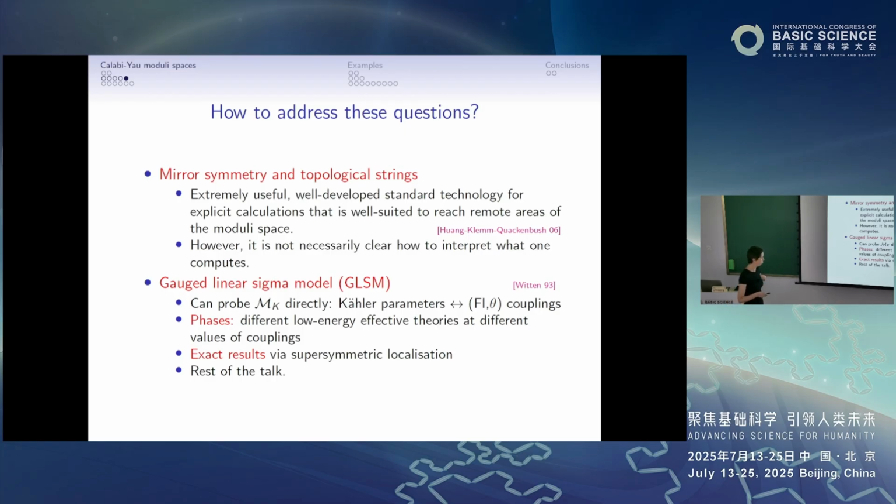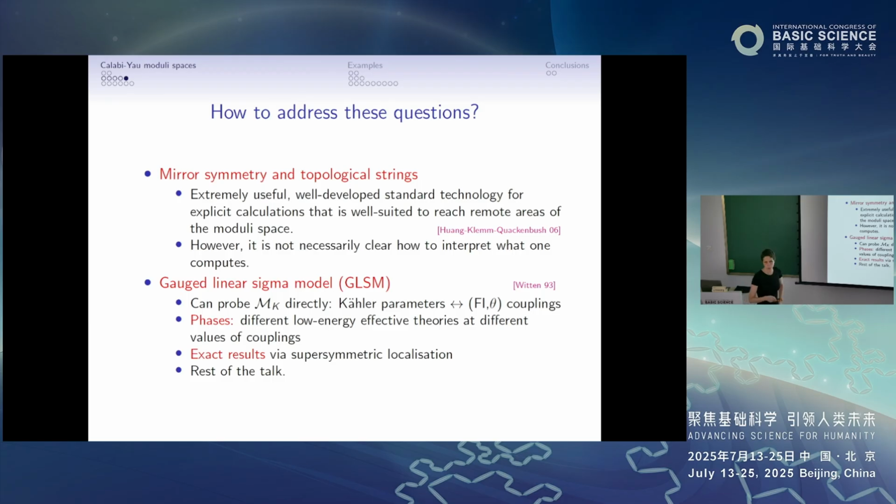Basically, the GLSM can probe the full stringy Kähler moduli space directly. The reason it can do this is that the GLSM, as a supersymmetric gauge theory, has Fayet-Iliopoulos parameters and theta angles, and they can be identified with the complexified Kähler moduli. So the GLSM comes with a notion of phases: depending on where you are in the moduli space, you have different low energy effective theories and different vacua, and this puts you in different loci of the moduli space. This is the reason why the GLSM is so useful.